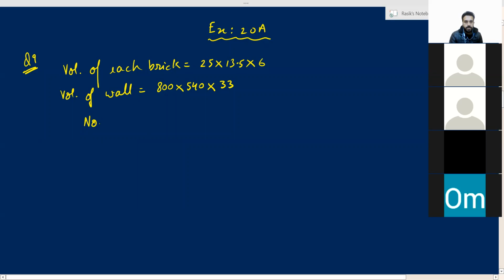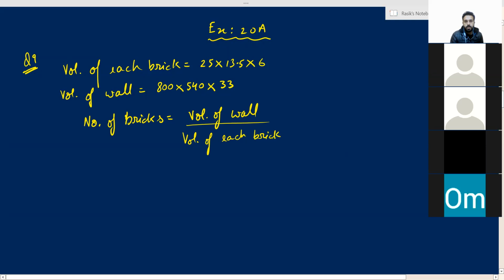Now the number of bricks which we require to build the wall will be equal to volume of wall divided by volume of each brick. So volume of wall is 800 into 540 into 33 upon 25 into 13.5 into 6.